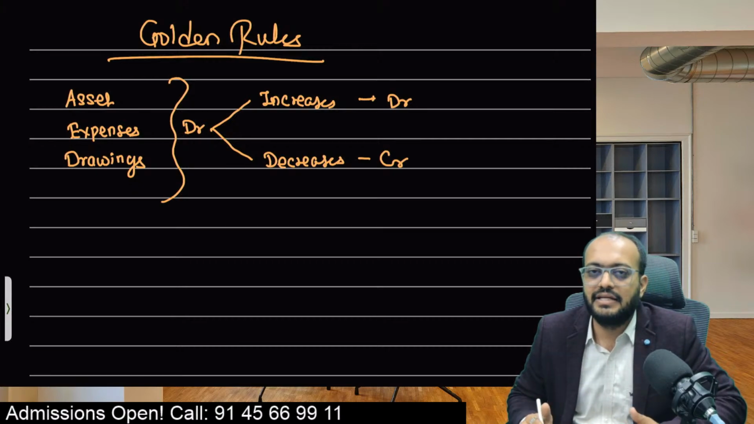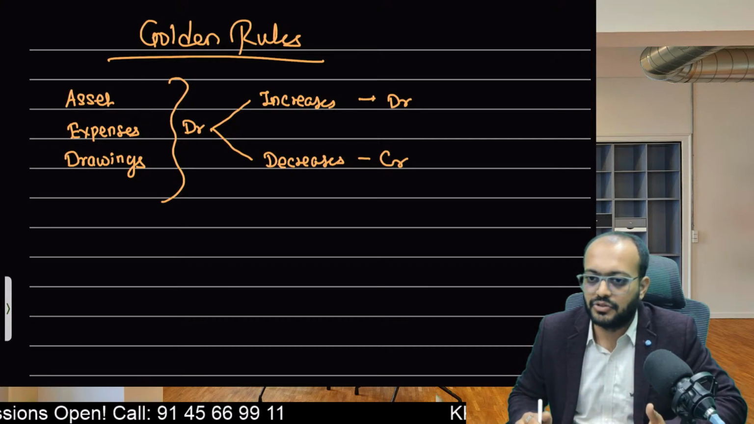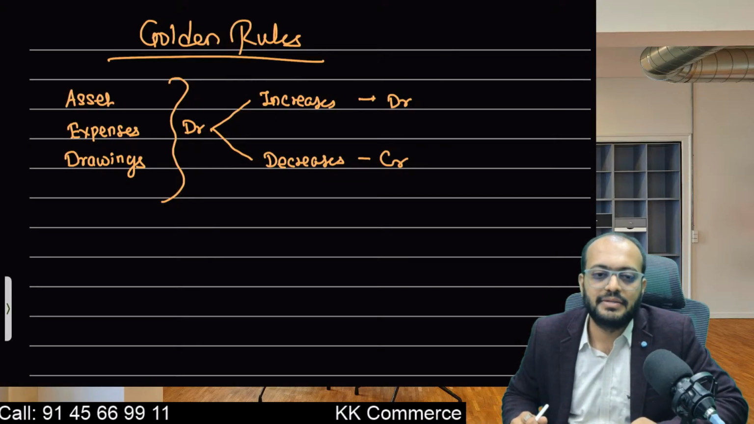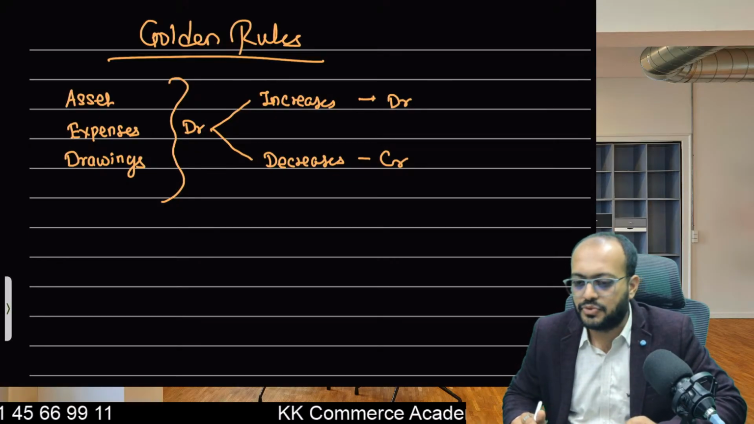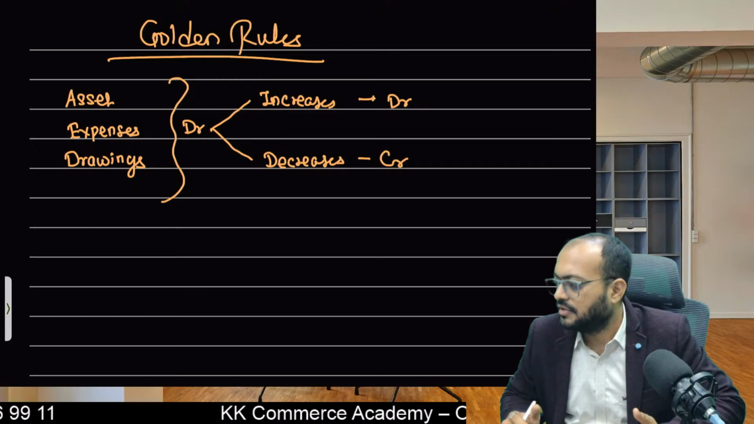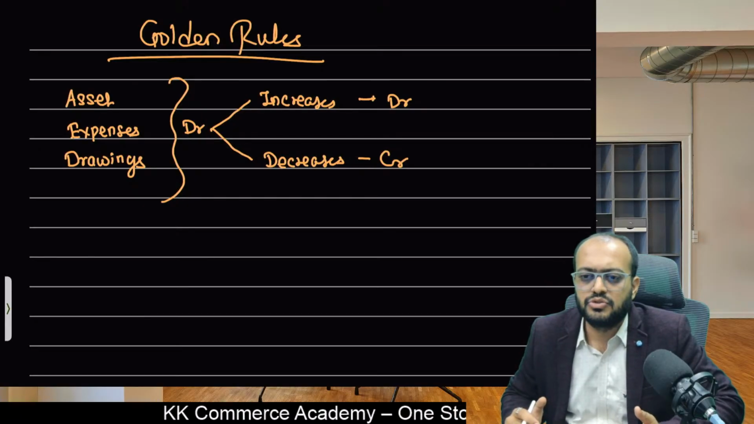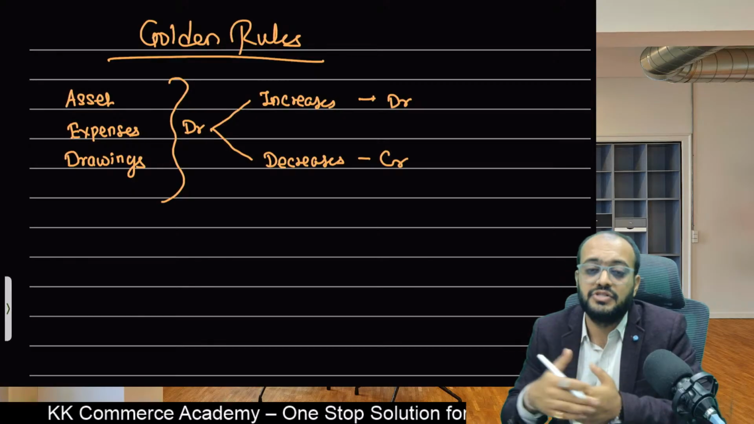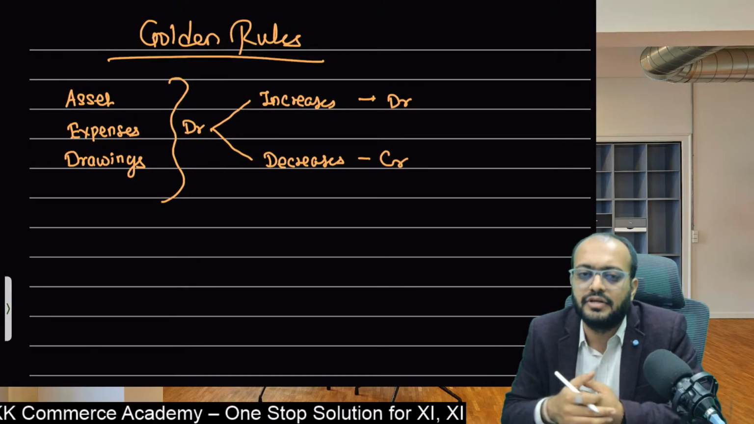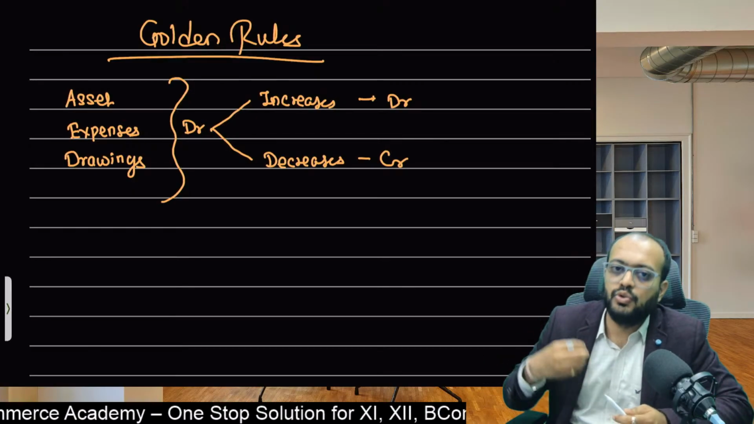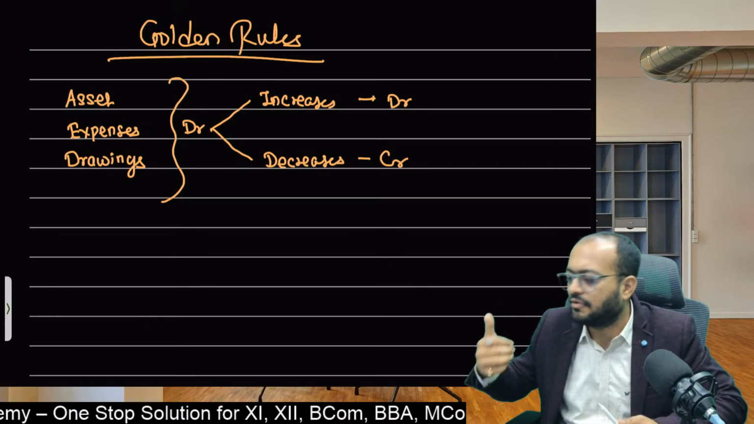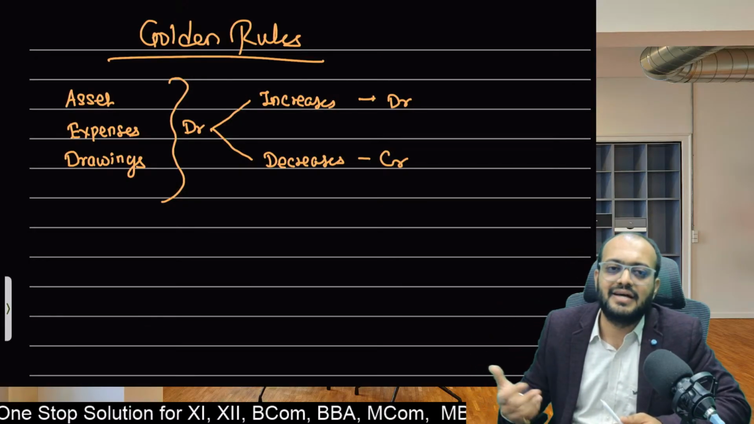And the exact opposite word is drawings. Drawings means withdrawing something for personal use. Suppose for my daughter I have to pay school fees. How can I pay the school fees? Of course, I have to bring money from my business, which is the only source of income for me. So I have to go to my coaching institute, that is my business, and bring money for my daughter, for my family, for my personal expenses. These are nothing but drawings.